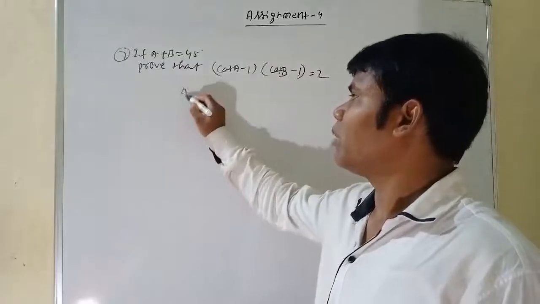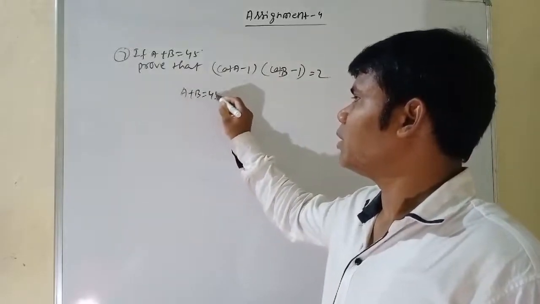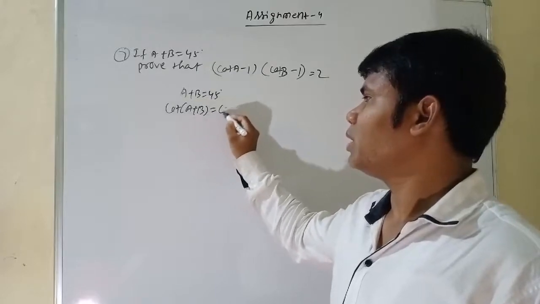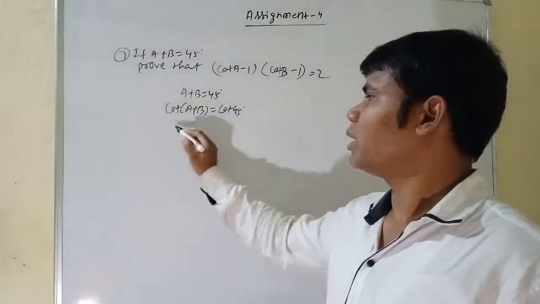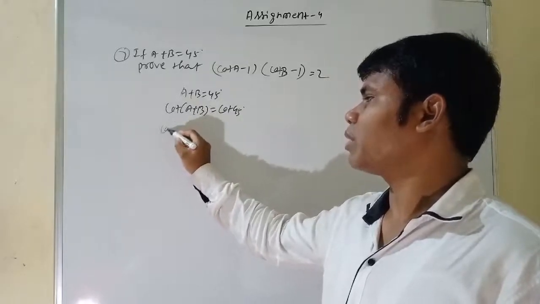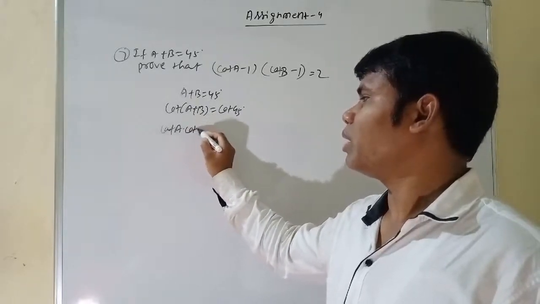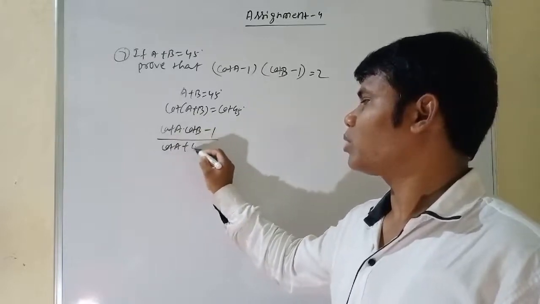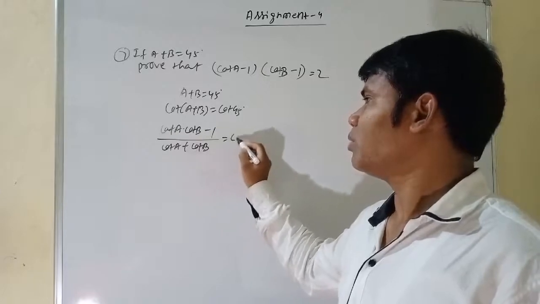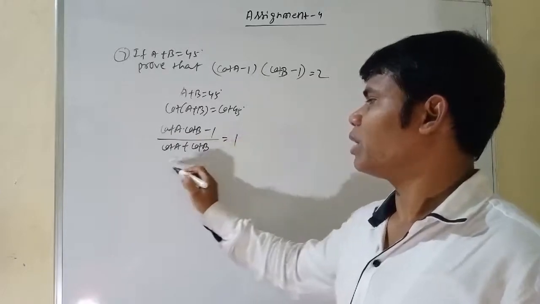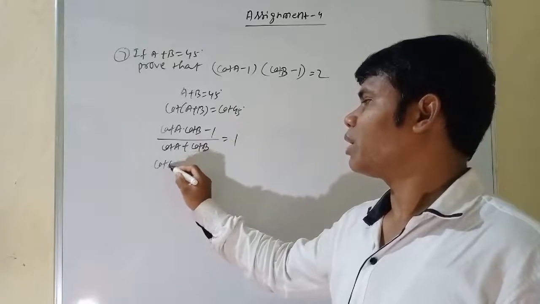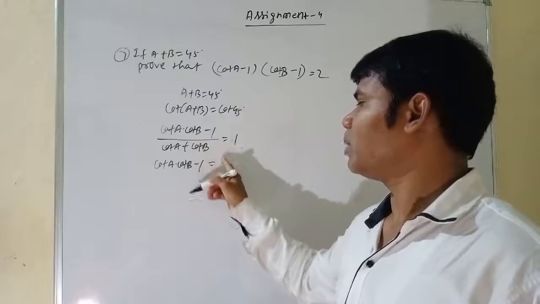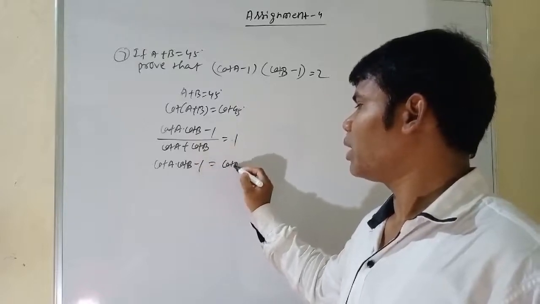Okay, now you take a plus b is equal to 45. Taking cot on both sides, cot of a plus b is equal to cot 45. Okay, cot a plus b formula, what is cot a plus b? Cot a into cot b minus 1 by cot a plus cot b is equal to cot 45, which is equal to 1. Okay, now you can get cot a into cot b minus 1 is equal to, you multiply here, you can get cot a plus cot b.